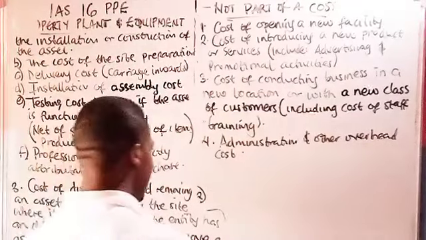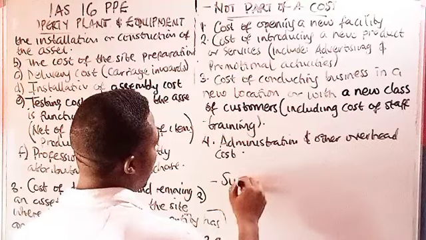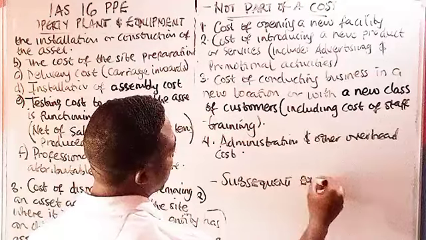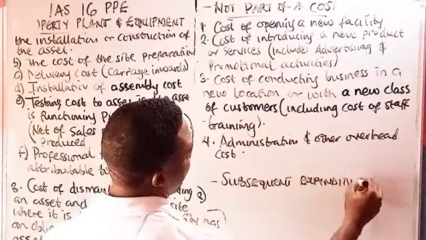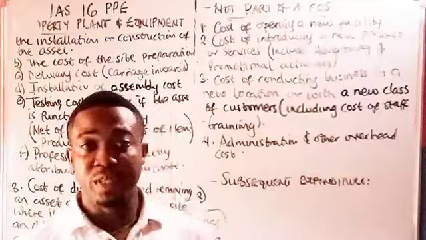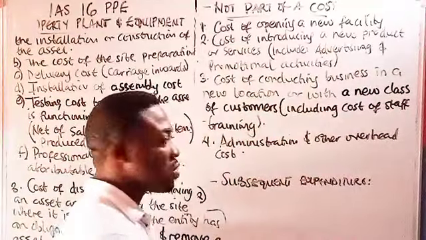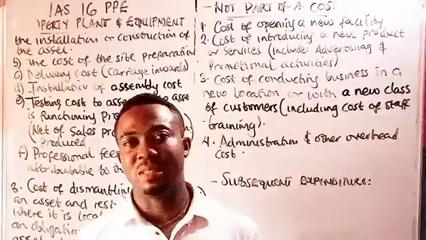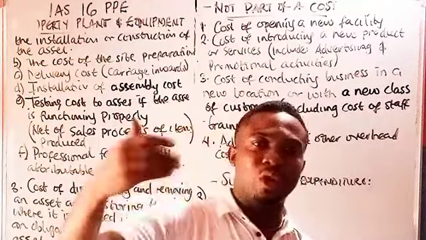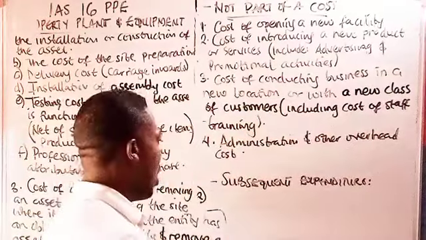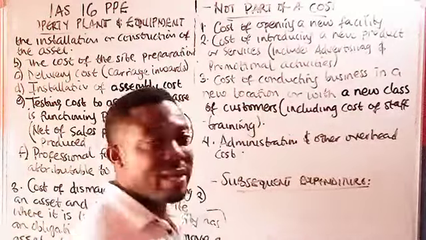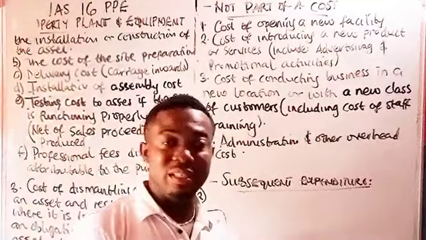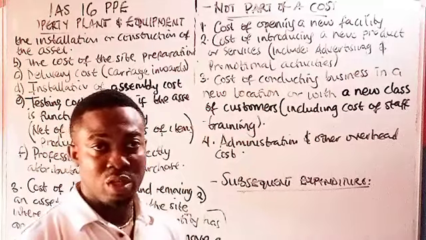Now let's see the subsequent expenditure. Subsequent expenditure relates to expenditure after the purchase of the item. Okay, the expenditure after the purchase of an item. So it will not be any expenditure that falls under the criteria that we are going to list now that should be capitalized.